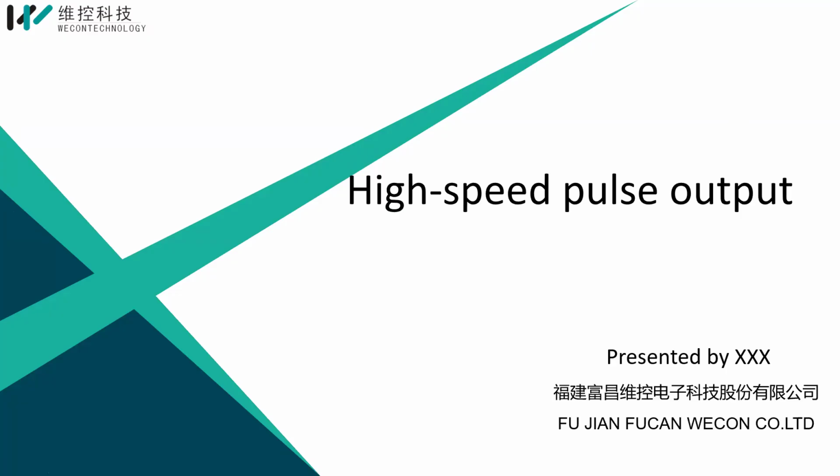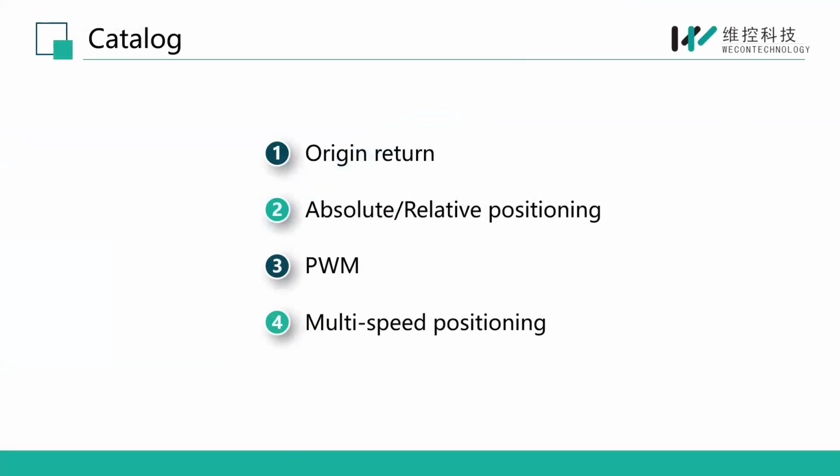It's mainly divided into four parts. Part one is origin return. Part two is absolute and relative positioning, part three is PWM instructions, and part four is multi-speed positioning.